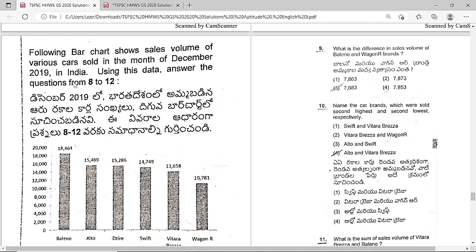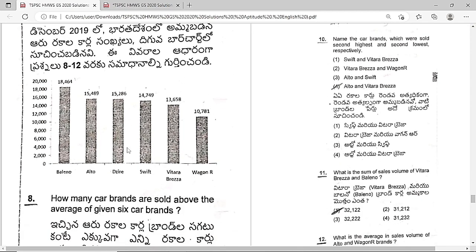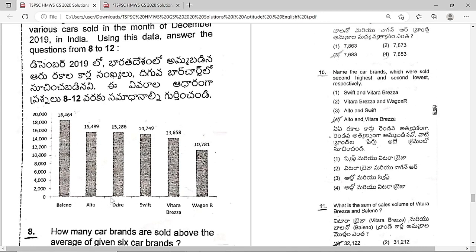That is the 8th question, 9th question, 10th question, 11th question, and 12th question. So basically, we are going to solve 5 questions based on this bar chart. You can see clearly the car companies are Baleno, Alto, Desire, Swift, Vitara Brezza, and Wagon R. These are the total 6 car companies.